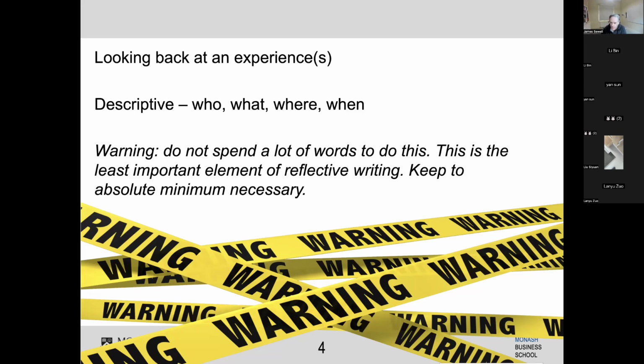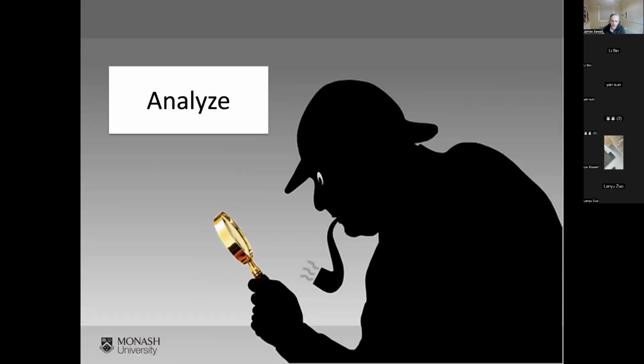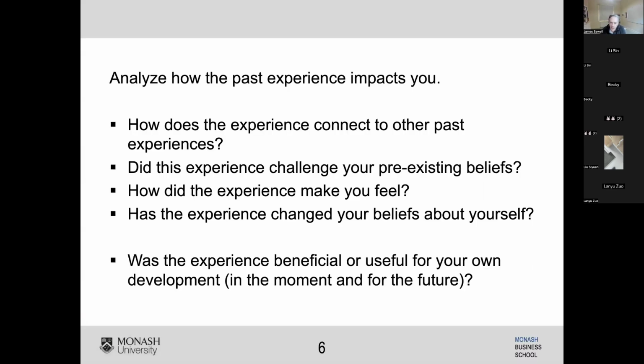So first thing, looking back at the past, trying to describe and understand some experiences. The next thing, where we start to actually begin our reflective process, is that you want to now analyze those past experiences. By this, I mean you're trying to look back and understand how those past experiences affected you, what impact did they have on you?